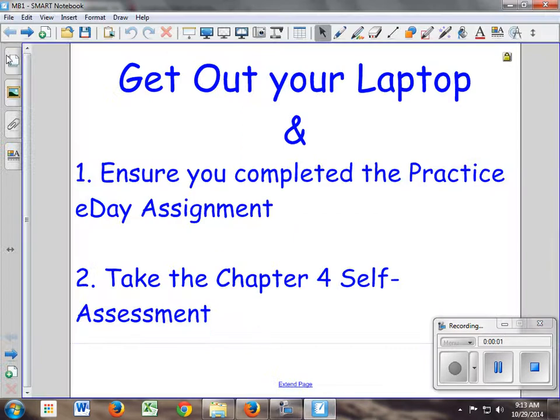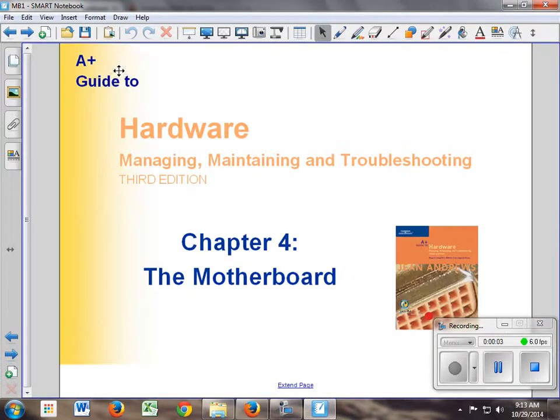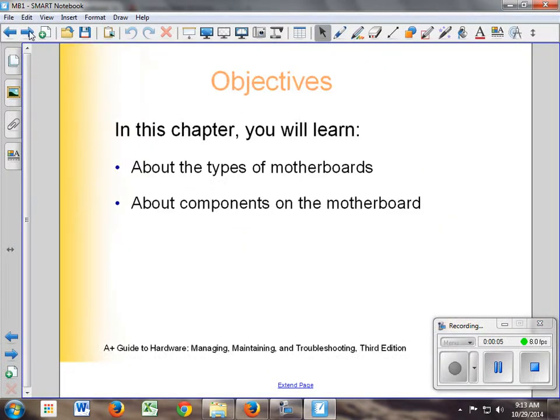Now we're going to start with chapter 4, which is all about the motherboard and components of the motherboard, which is why this chapter is so big and it's almost all of second quarter, because the textbook incorporates everything about a motherboard as well as the CPU into components of the motherboard. It doesn't break out CPU into a different chapter.